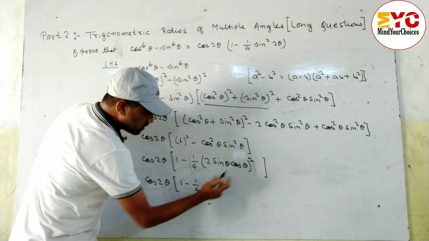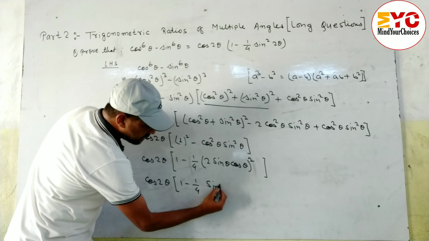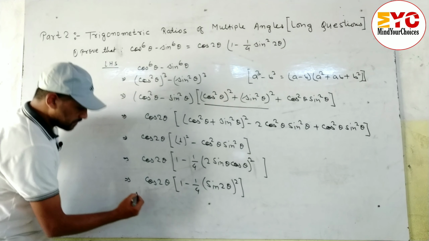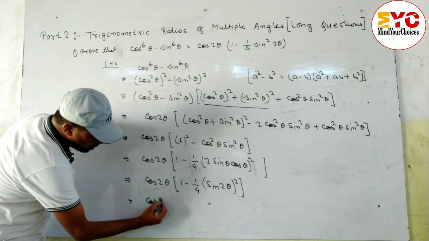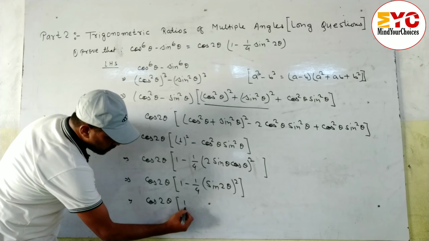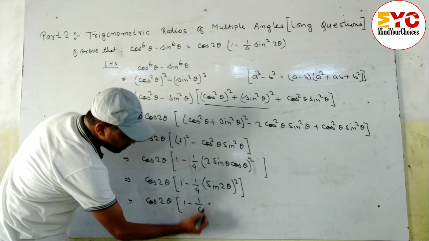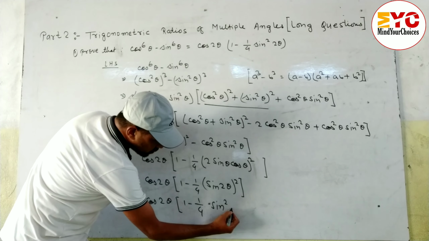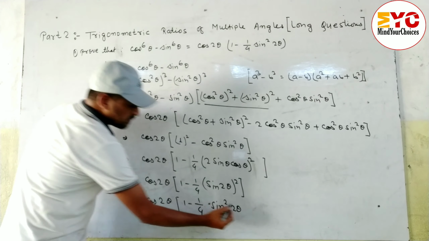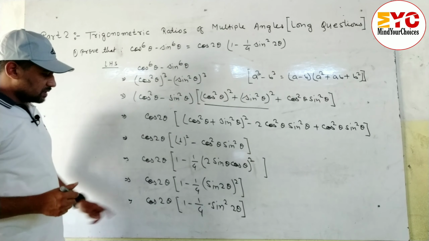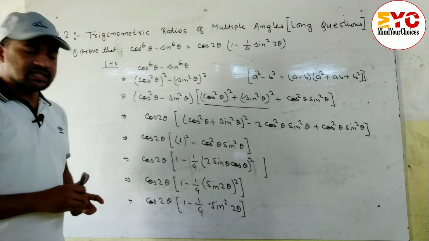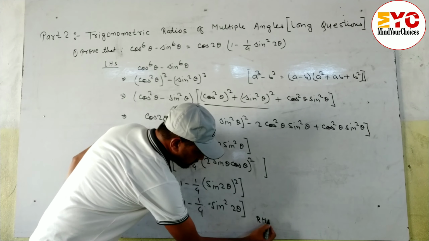Now 2 sine theta cos theta. What is the formula of sine 2 theta? We have to write here is square. Okay. Now cos 2 theta 1 minus 1 by 4 sine 2 theta square means sine square 2 theta. What we have to prove? Cos 2 theta 1 minus 1 by 4 sine square 2 theta, RHS proved.